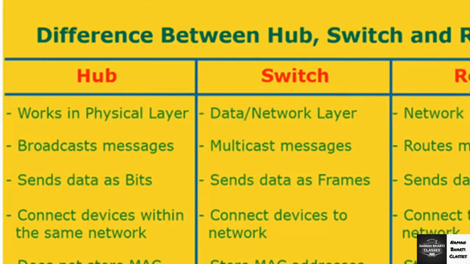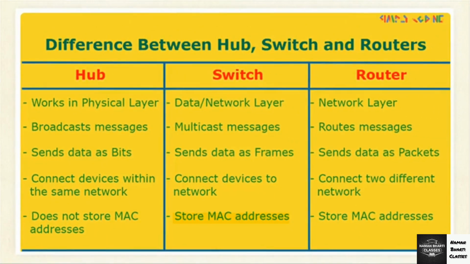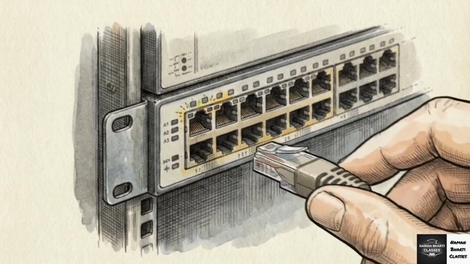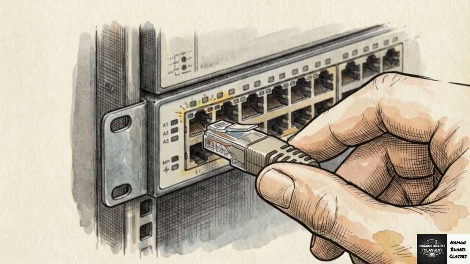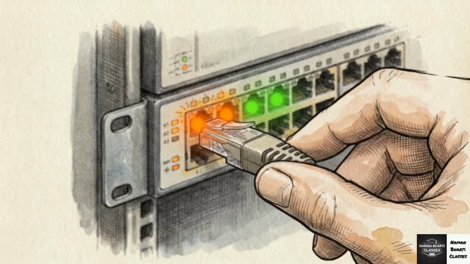This chart lines them up perfectly. The hub works in the physical layer, sending broadcast bits. The switch operates at the data link layer, sending targeted frames. Notice the bottom row. Storing MAC addresses is what prevents local traffic collisions. Because of this, hubs are essentially obsolete today. Switches require a slightly higher upfront investment, but they are absolutely mandatory if you want a functional, secure local network.